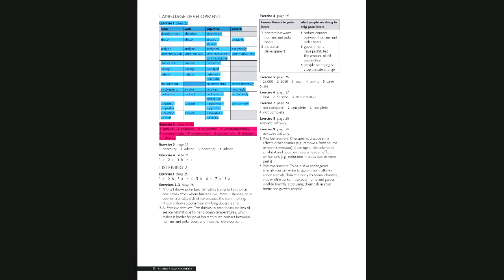Okay, good. Then on the right side, we have 4, 5, and 6. What are people doing to help the polar bears? So we can put reduce contact between humans and polar bears. Or you can put something like make it safer. You can put like safety or safer for humans and polar bears. Less contact.